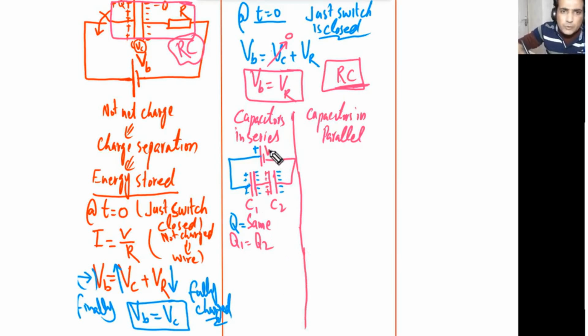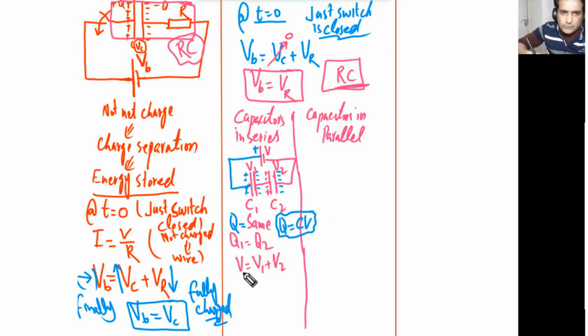Now if this voltage is V, then this voltage has to be V1 and this one V2. So V of the battery, meaning the potential difference across the battery, or you can say the EMF of the battery. This is an ideal battery with no internal resistance, so V has to be equal to V1 plus V2. Now how do we calculate capacitance? We need to understand the relation between Q, V and C. That relationship is Q is equal to CV.